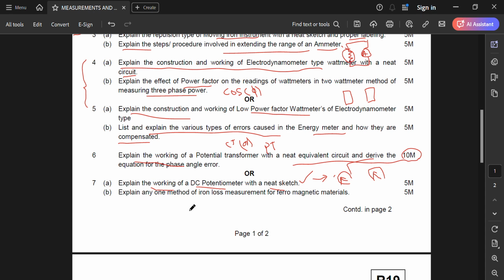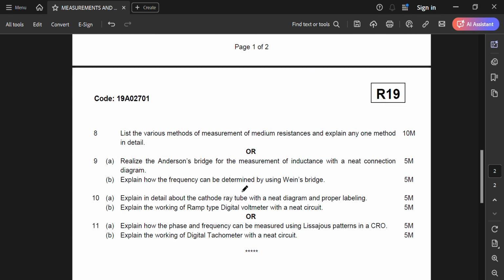You can refer to the DC potentiometer diagram. You have to explain one of the methods of iron loss measurement of Bohr samples or ferromagnetic material. How to measure iron loss? Method of measurement of iron loss by using magnetic measurements. Coming to another question in 4th unit, list various methods of measurement of medium resistance and explain one of the methods in detail. Medium resistance is measured by Wheatstone bridge method, whereas Kelvin's bridge is used for low resistance. For high resistance, Megger method, loss of charge method. These three methods you have to remember.